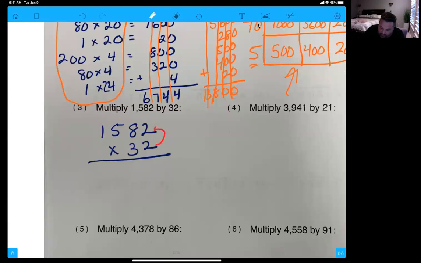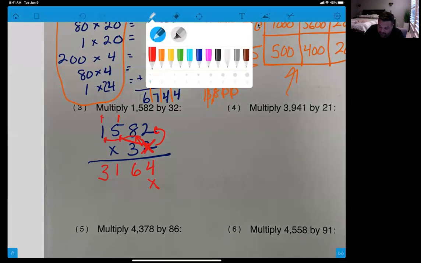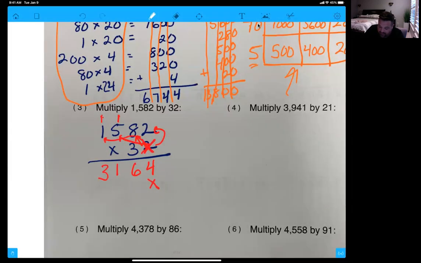So 2 times 2 is 4. 2 times 8 is 16, regroup. 2 times 5 is 10, plus the 1 up here is 11, regroup. 2 times 1 is 2, plus this 1 up here is 3. So now the 2 is done. Remember, the 1's place is done, so you've got to put a placeholder in here. Got it? Now that I've written all over this and I can't see, let's go to the next category.